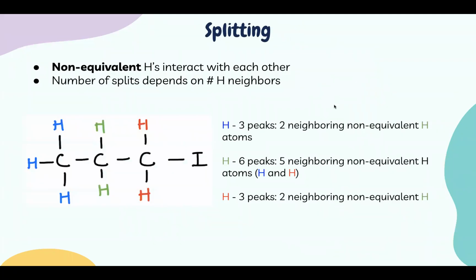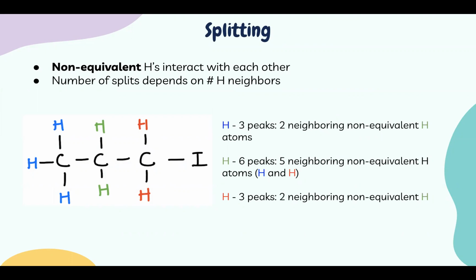So, like I said before, the splitting pattern can tell you how many hydrogens are interacting with each other. So let's look at 1-iodopropane. We can see that there are 3 different hydrogen groups here in blue, green, and red. So we can expect to see 3 signals. In each of these 3 signals, we can expect to see different peaks.